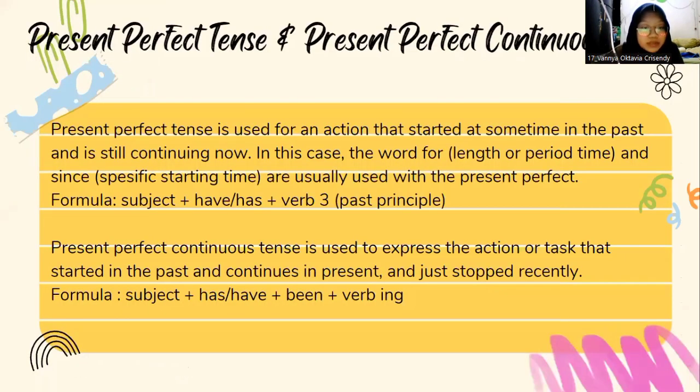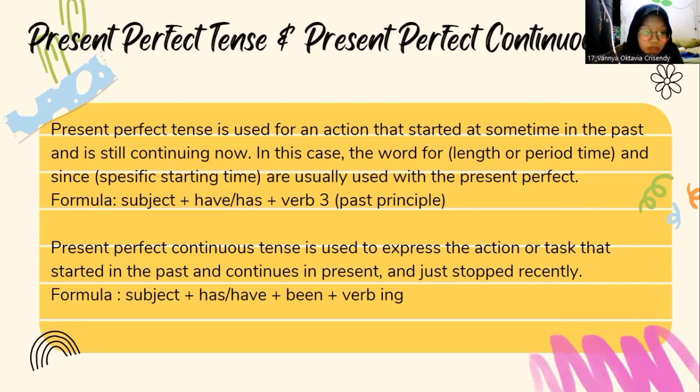Next is the present perfect tense and the present perfect continuous tense. The present perfect tense is used for an action that started sometime in the past and is still continuing now. In this case, words for a length of time, and "since" with a specific starting time, are usually used with the present perfect. The formula is subject plus have or has plus verb 3, past participle.